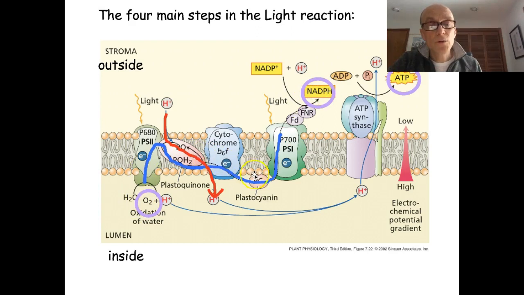So it flows through all of these different redox states. And then in the end, ferredoxin, that's a protein that's part of this photosystem 1 complex, adds the H and produces NADPH.